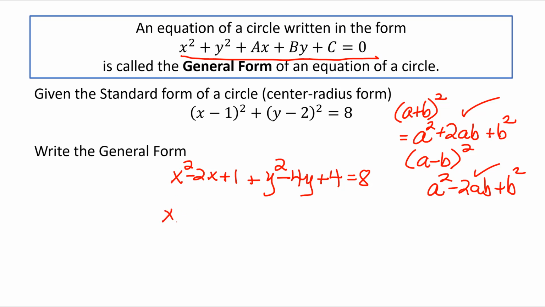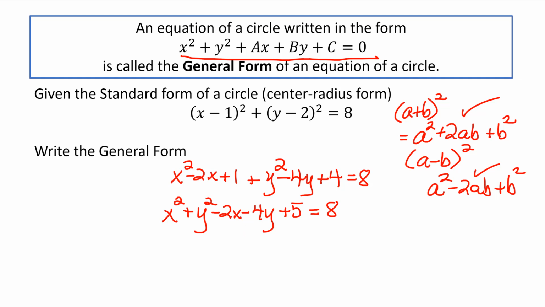I'm going to put my x squared first. Then I'm going to put my y squared. Then I'm going to put my x term, so minus 2x. Then I'm going to put my y term, minus 4y. And then I've got my constant, 1 plus 4, which is 5, and that equals 8.